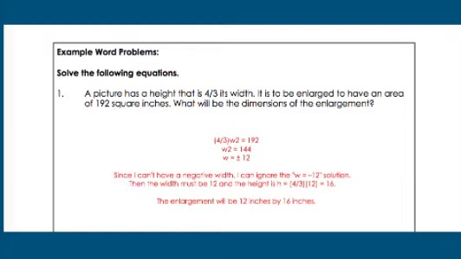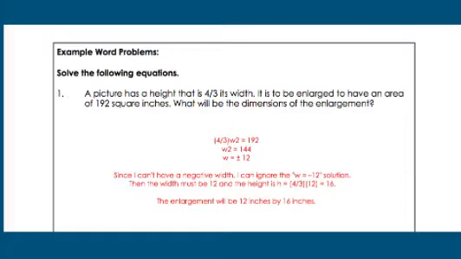So h equals 4/3 times the width, or W. Then the area is A equals height times width, or HW, equals, in brackets, 4/3 times W, equals 4/3 W squared equals 192. I need to solve this area equation for the value of the width, and then back solve to find the value of the height.